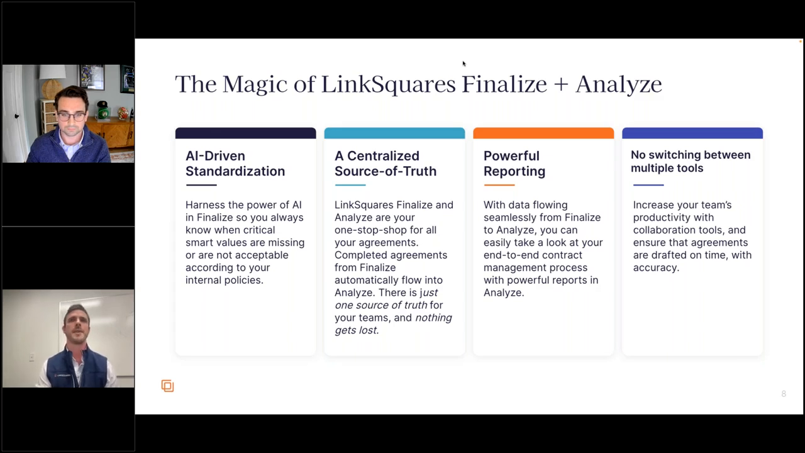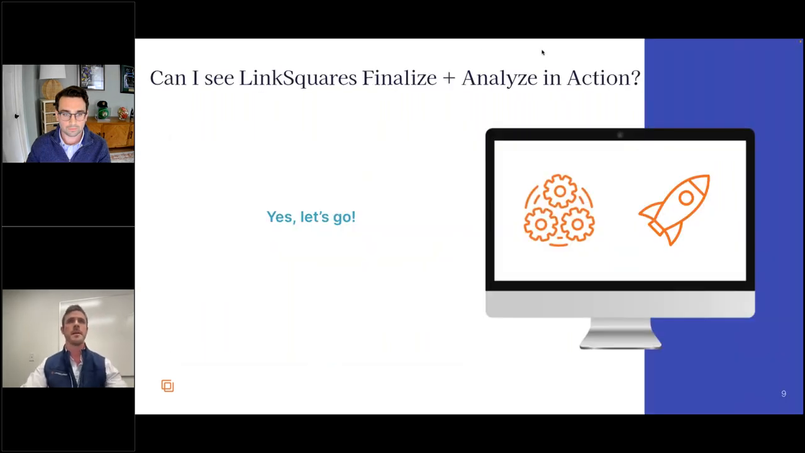Powerful reporting. With the data going seamlessly from Finalize into Analyze, you can actually start leveraging some of your pre-signature risk questions or pre-signature information within Analyze to view those across the scope of your executed agreements as well. And then no more switching between multiple tools, increasing collaboration and productivity, not having to go through email, go through Jira, go through other sources, and keeping everything within the LinkSquares ecosystem. And let's actually dive into Finalize itself and walk through the connectivity with Analyze as well.